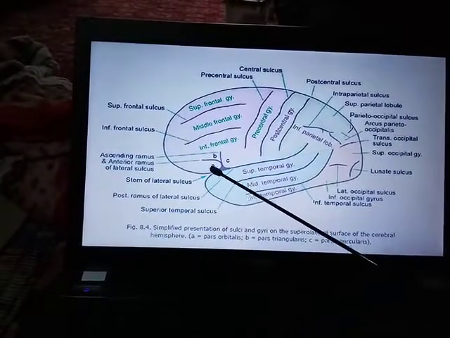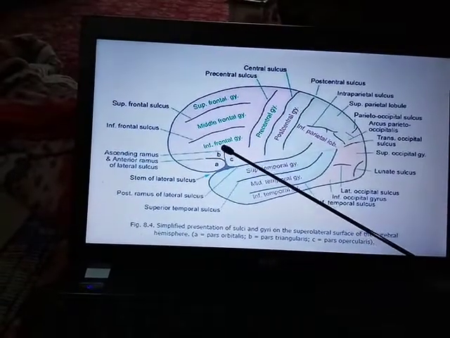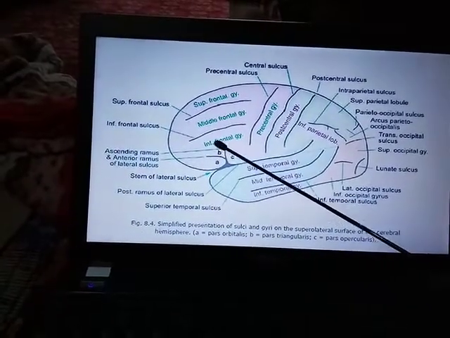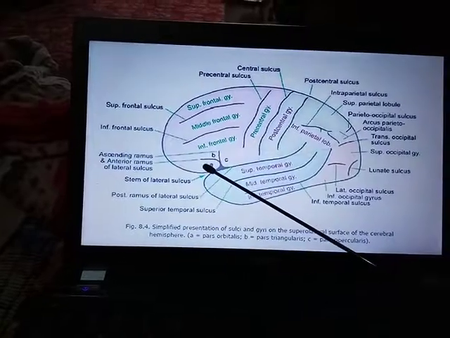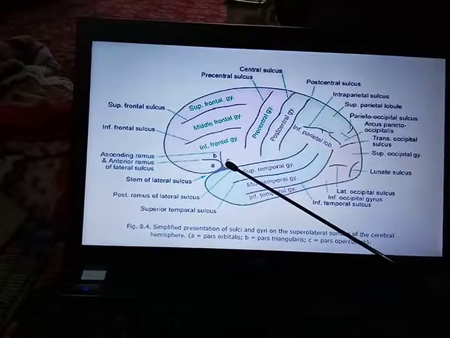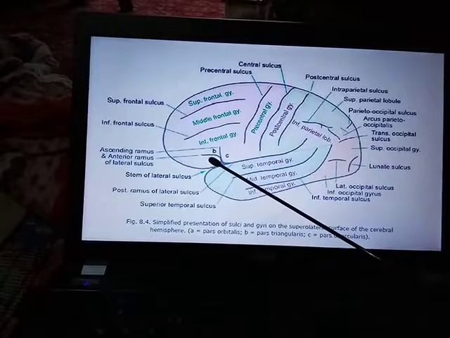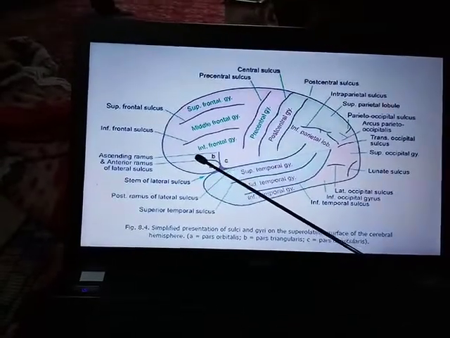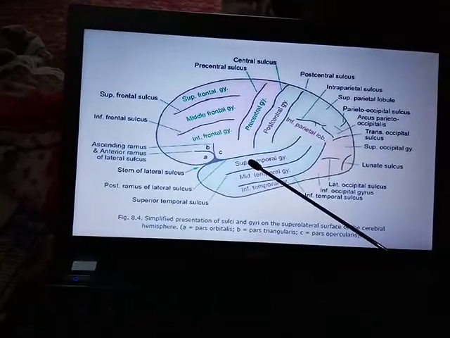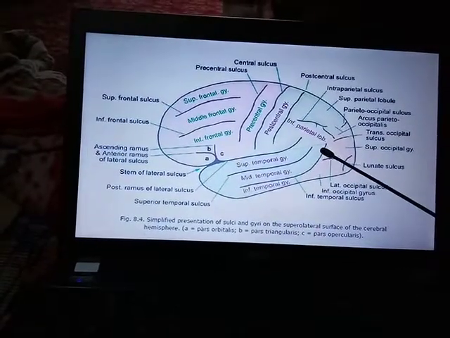pars opercularis, and this is called the pars triangularis. This is called pars orbitalis, sorry. This is called pars triangularis, and this is called the pars opercularis. These are the limbs which protrude into the inferior frontal gyrus, and the areas formed are pars orbitalis, pars triangularis, and pars opercularis.